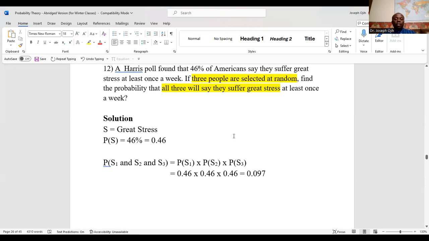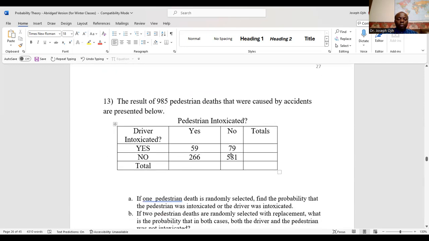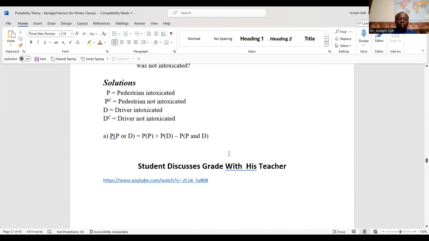So the probability that all three say they suffer stress at least once a week is 0.097. Okay? So that's how we solve this kind of question. Let's look at this type, the one that they put in a box like this.